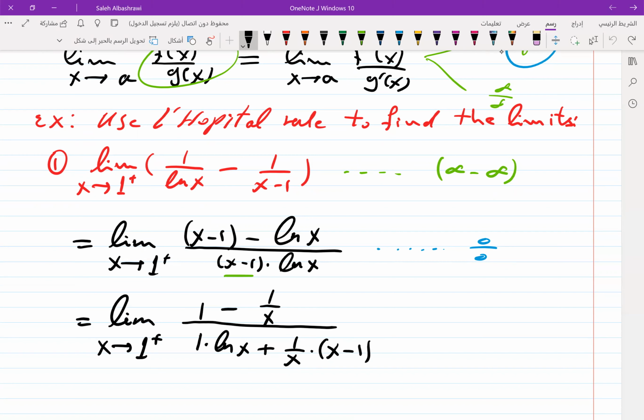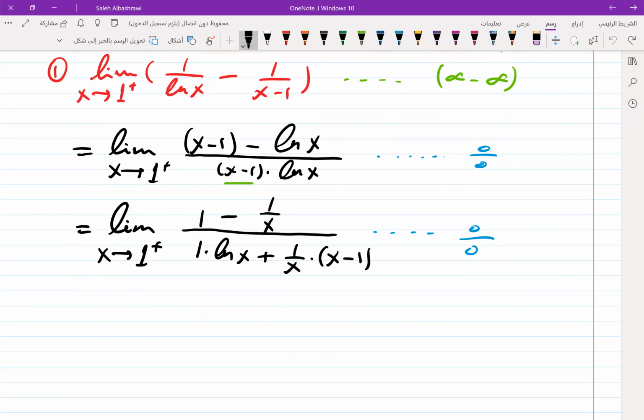Now if we replace x by 1, in the numerator I will get 0. In the denominator also I will get 0. Can you see it is 0 over 0, which means we can apply L'Hôpital's rule for the second time. Again, applying the rule, this will equal the limit of the derivative of the numerator. I will have 1 over x squared, because the derivative of 1 will give me 0, and minus 1 over x will give me 1 over x squared.